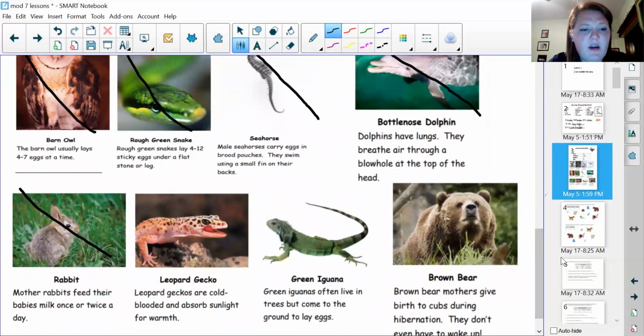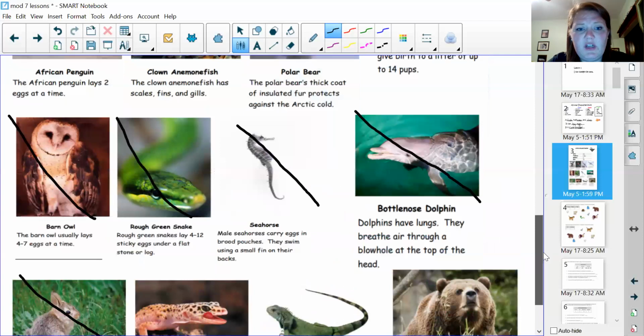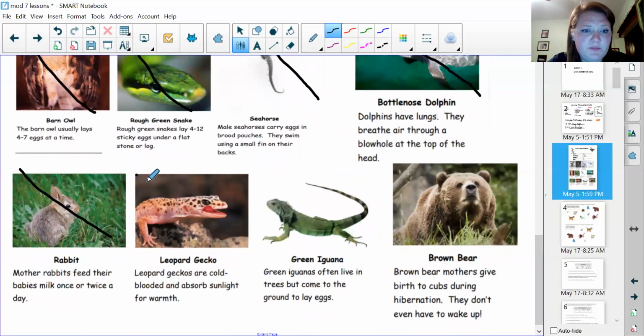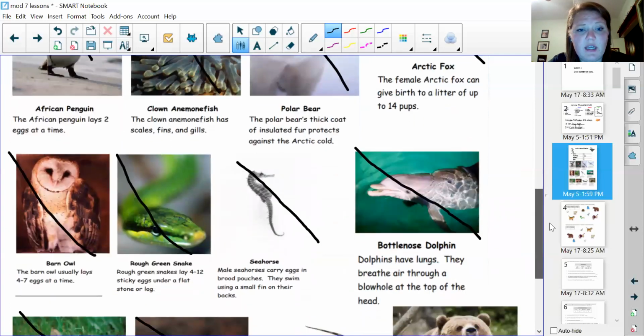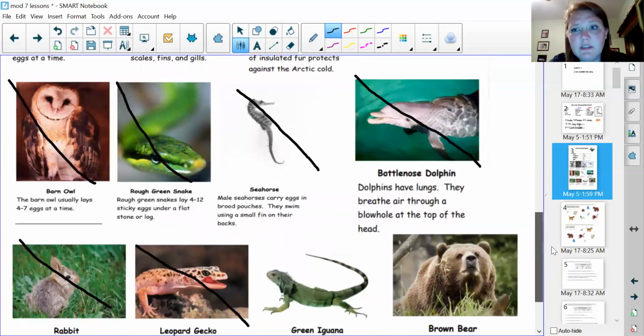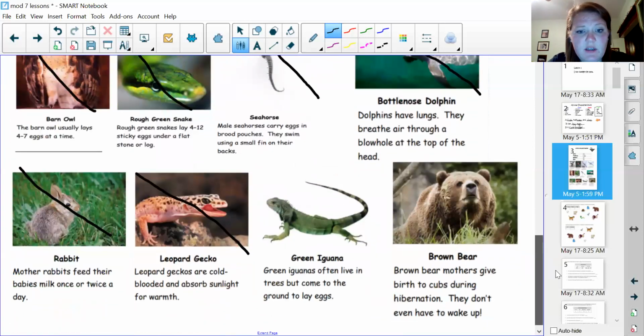Then we have the leopard gecko. The leopard geckos are cold-blooded and absorb sunlight for warmth. What is the leopard gecko? It is a reptile. And crazy fact, my son Wesley actually has a leopard gecko. So gross. He keeps it at grandma's house.